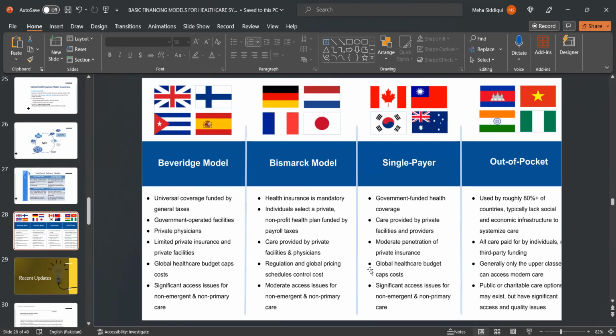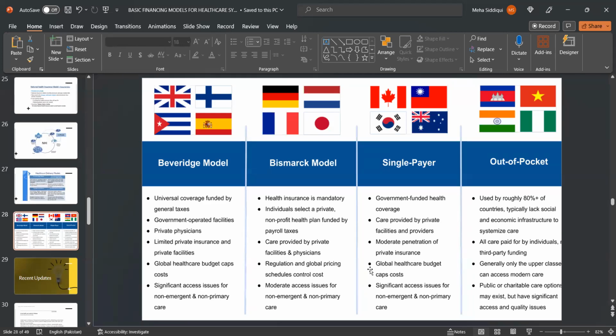Then single payer, this is another name for the national health insurance model. Actually, the Beveridge model and the national health insurance model are both referred to as single payer models, because in this the government is the sole payer. So the national health insurance model has government-funded health coverage, care provided by private facilities and providers, moderate penetration of private insurance, and a global healthcare budget cap on cost, with significant access issues for non-emergent and non-primary care.